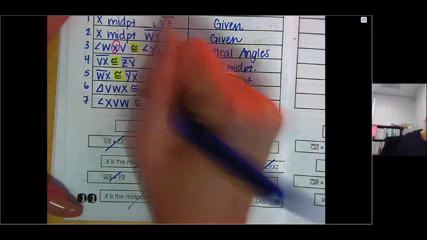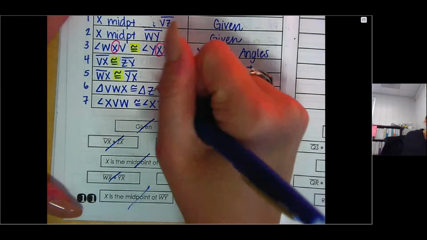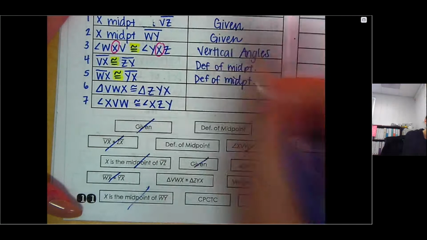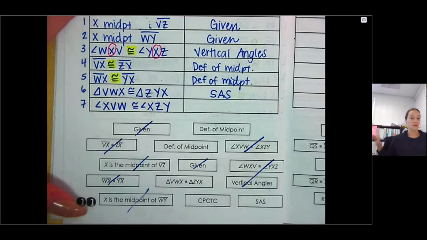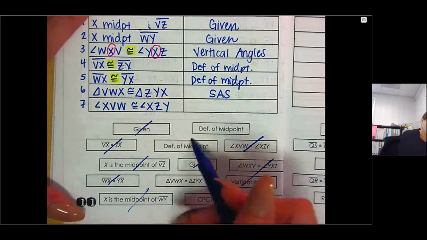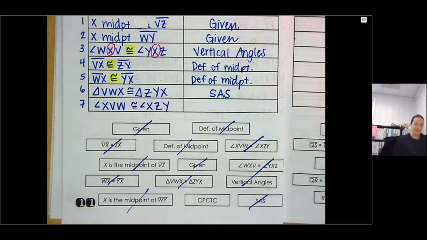is congruent to triangle ZYX. And we used side angle side. Right. Why did that have the wrong X? I will show you why. Okay. I got you. Good question.